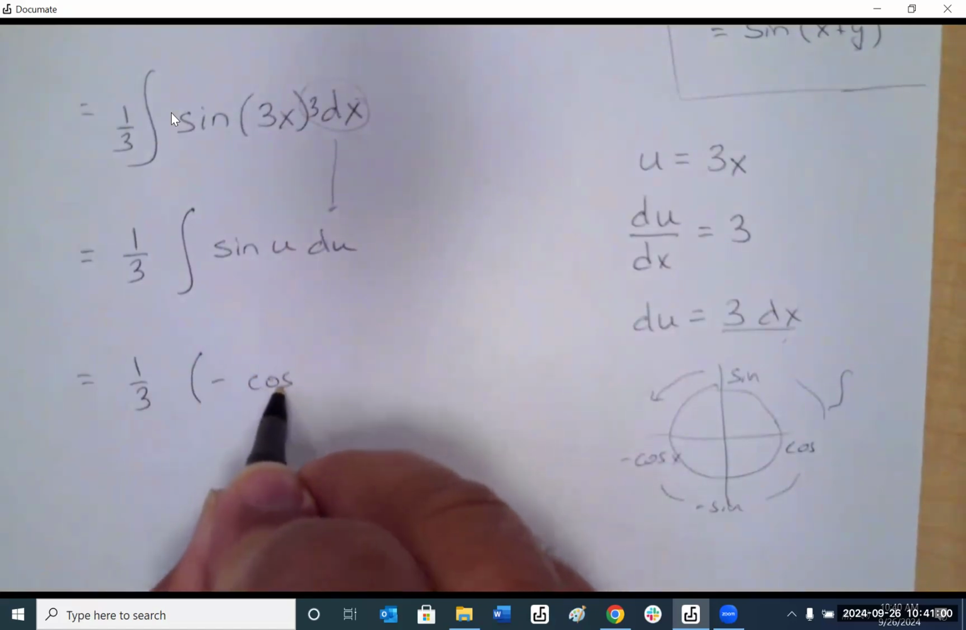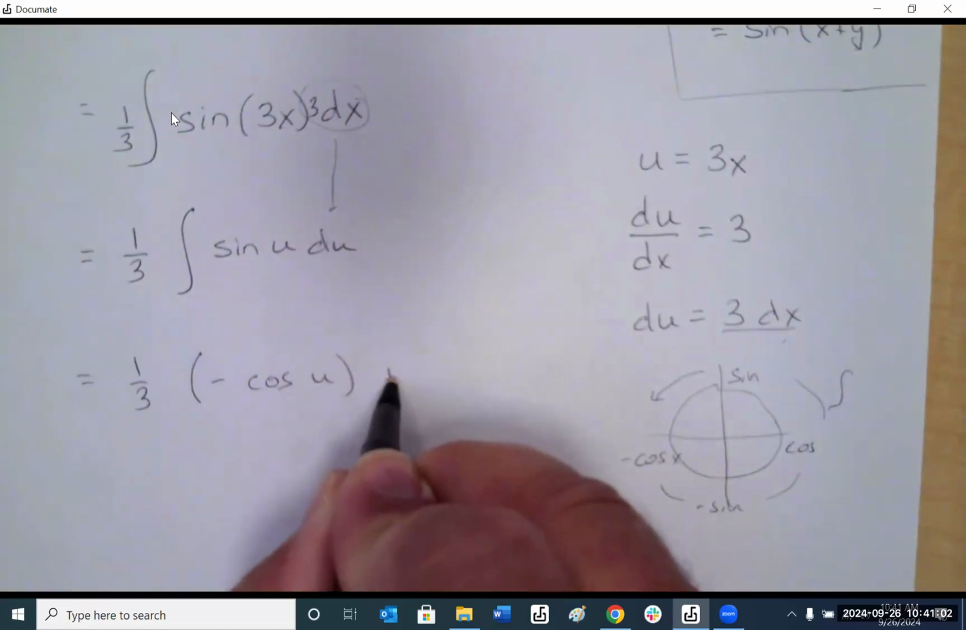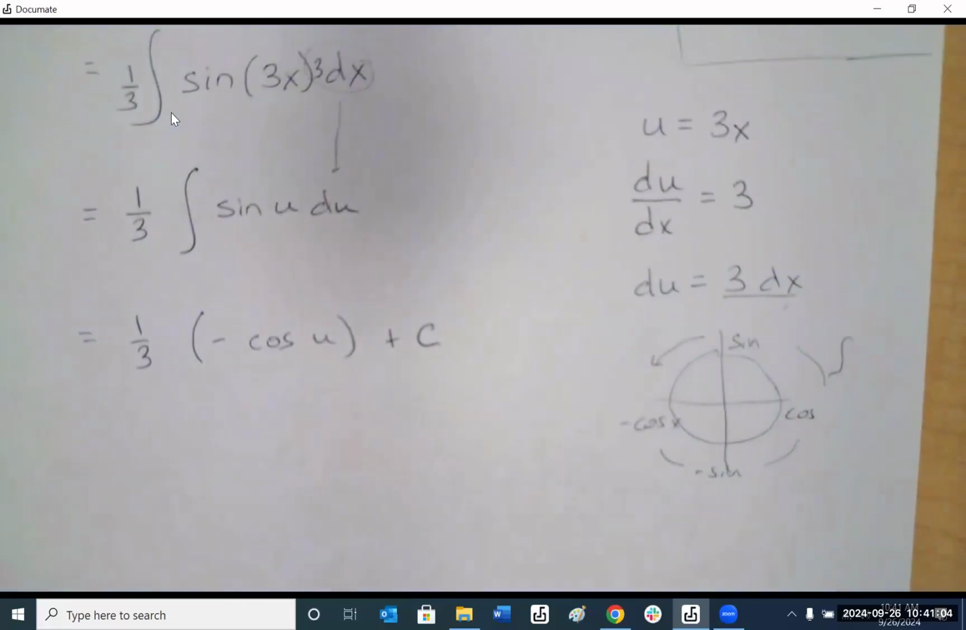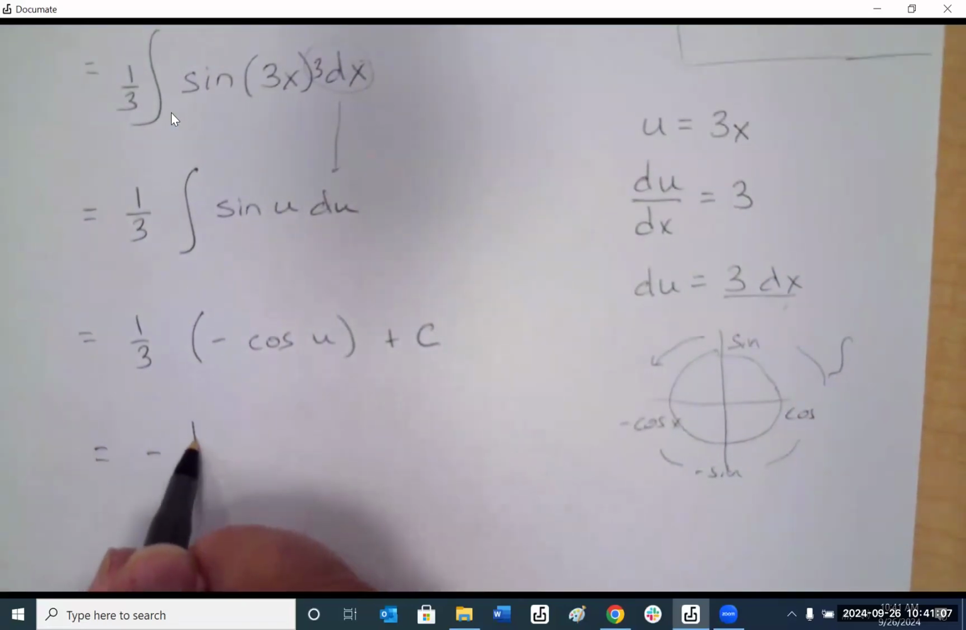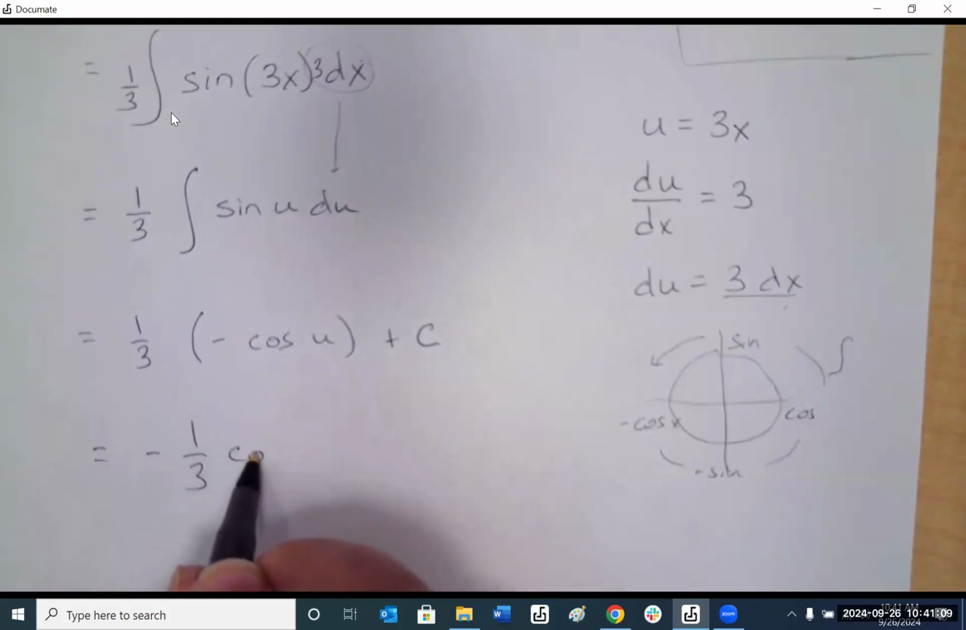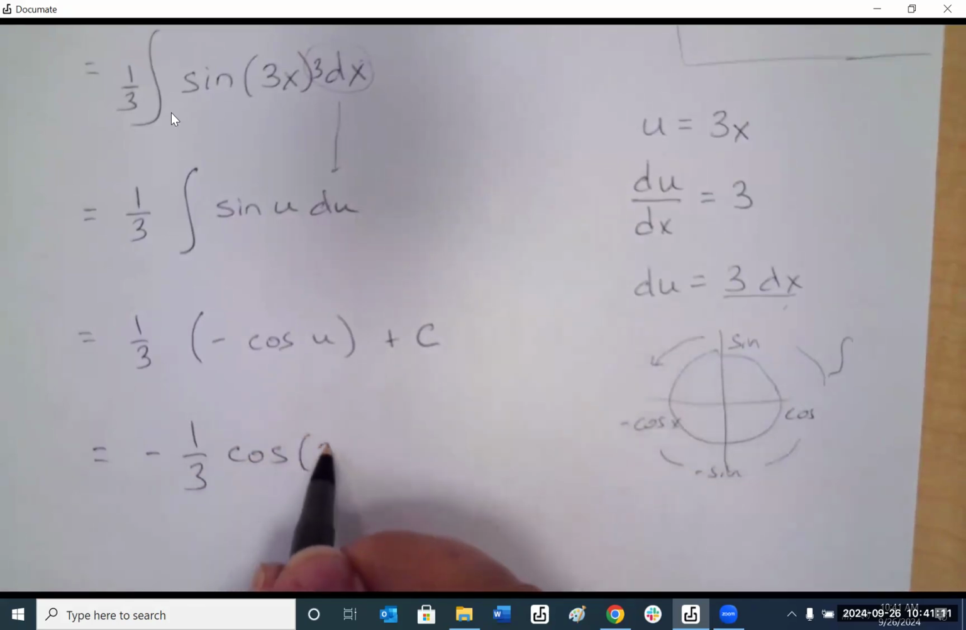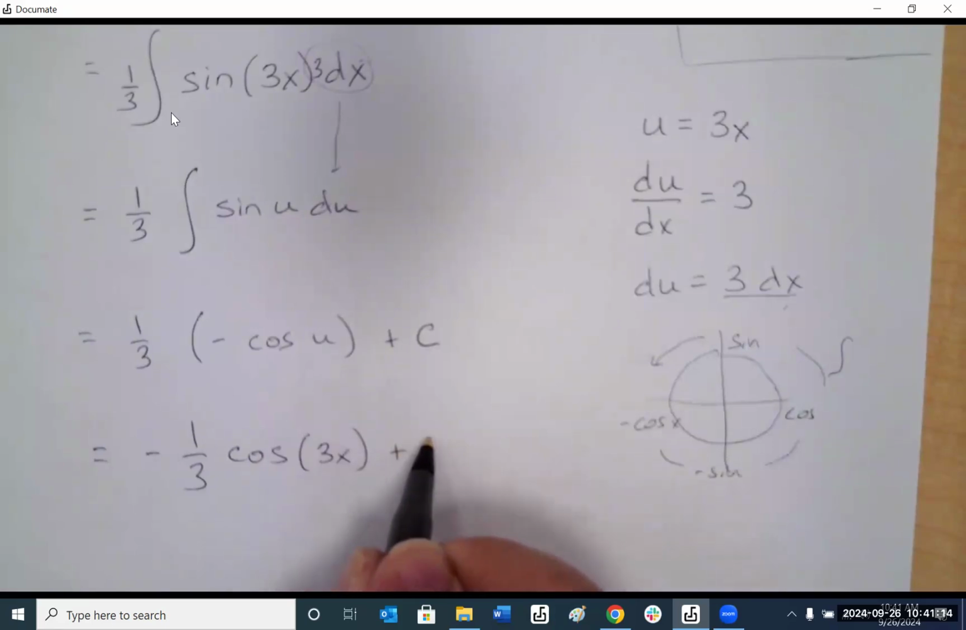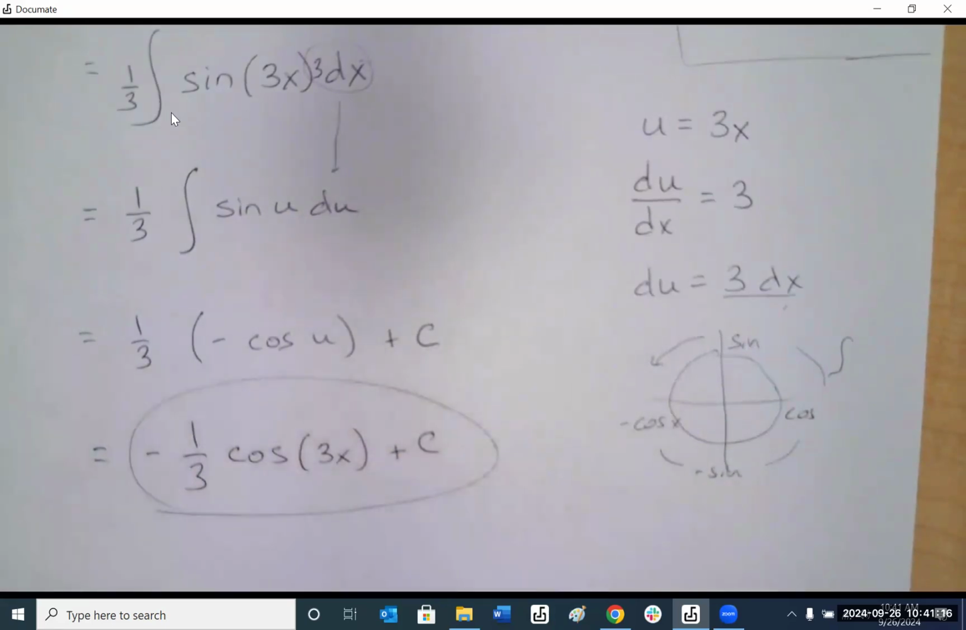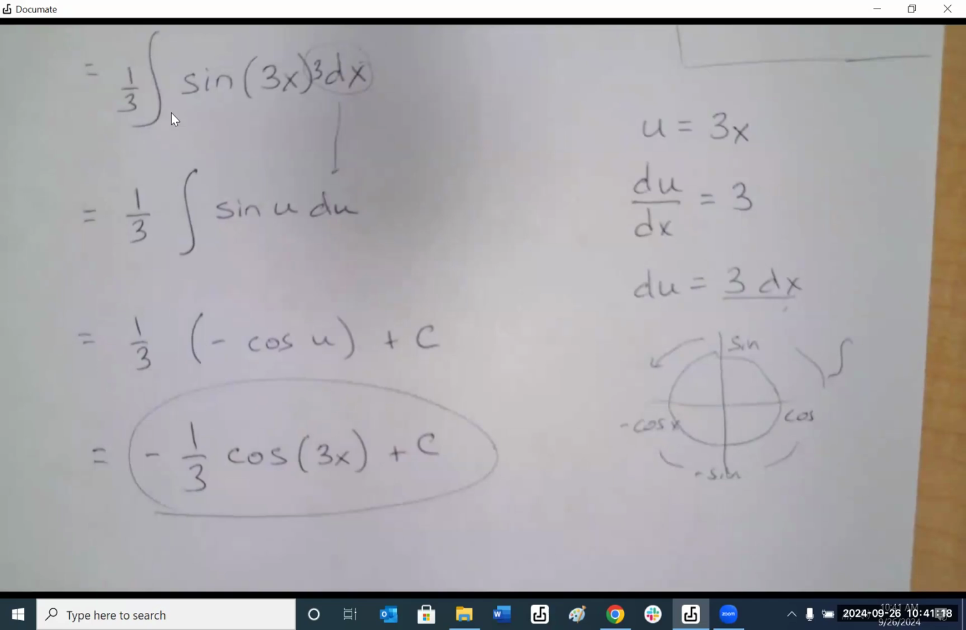So it's negative cosine u plus c, which makes it negative 1/3 cosine 3x plus c. And there's your answer. Make sense?